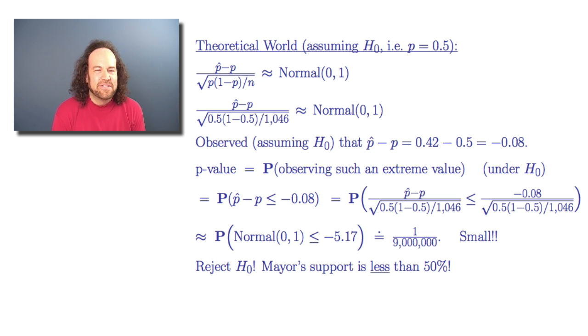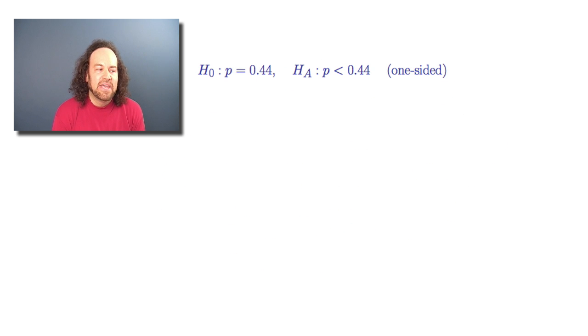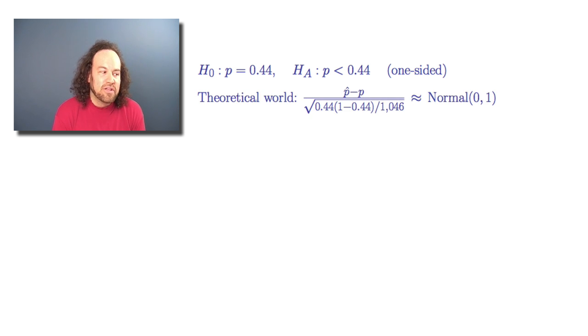For another example, suppose we said, yeah, we can really conclude a lot from this poll. Maybe we can conclude that the mayor's support is less than 44%, or 0.44. Well, we can set things up exactly as before. Now the null hypothesis would be that p is 0.44, and the alternative hypothesis would be that p is less than 0.44.